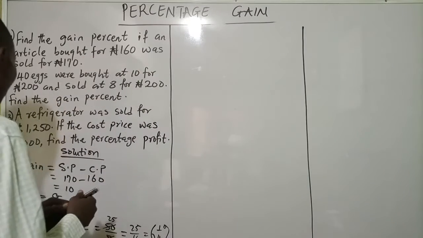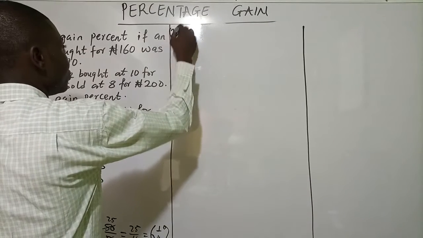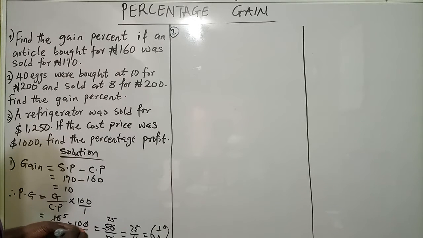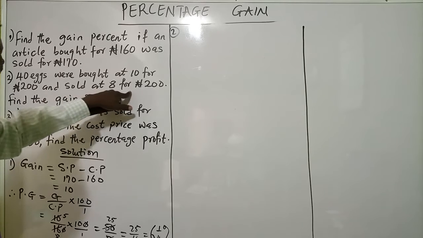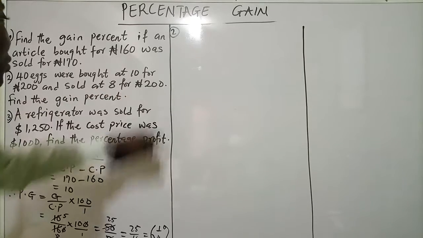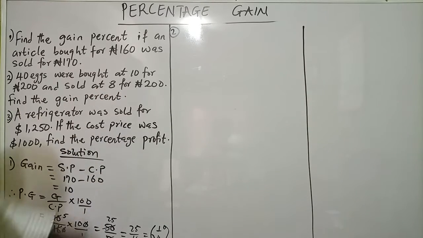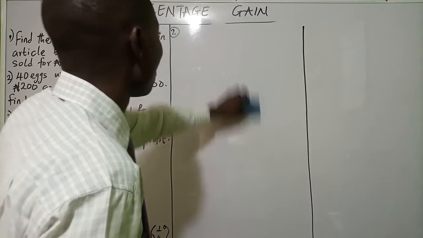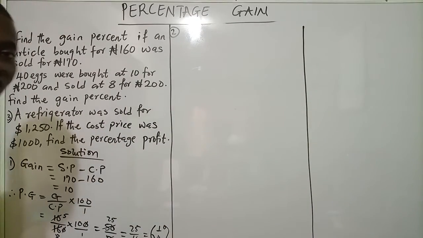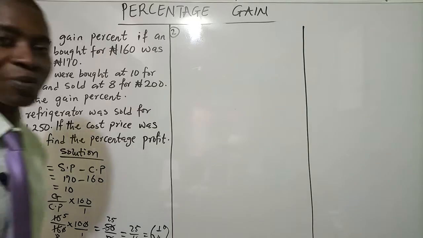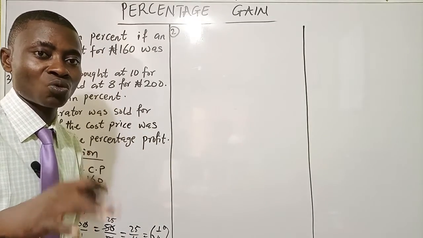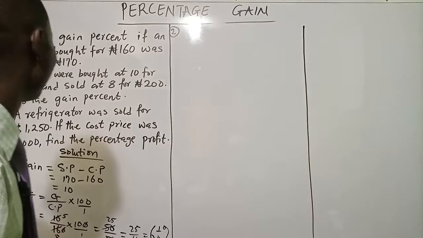Number 2. It says that 40 eggs were bought at 10 for 200 naira and sold at 8 for 200 naira. Find the gain percent. Our job here first is to get the cost price and the selling price of the eggs. After getting that, it will be easier for us to calculate the gain percent.